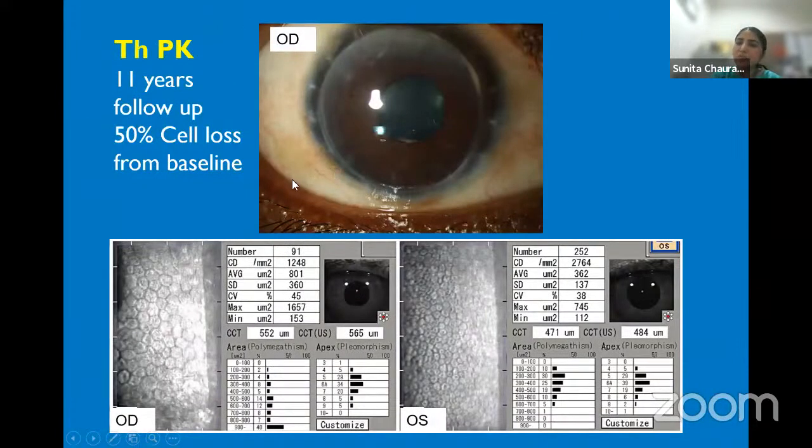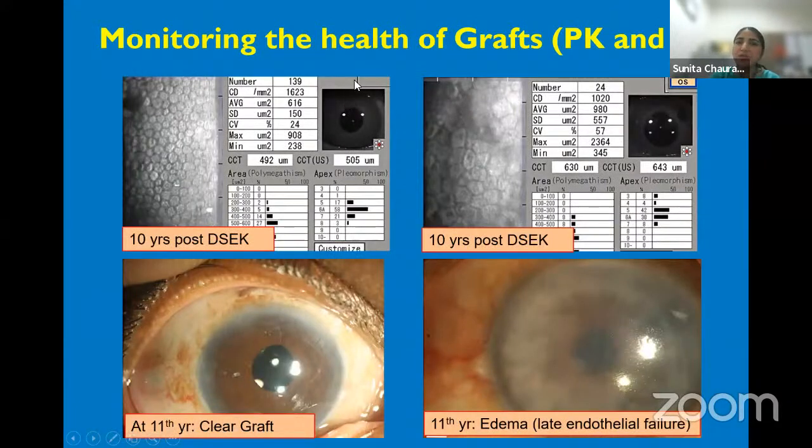Another indication: many of the patients with grafts can develop cataract, and we may have to plan cataract surgery in these eyes. To know how suitable the eye is to undergo and tolerate the cataract surgery, one would want to do a specular microscopy in these eyes. Monitoring the health of the graft status, both PK and EK, requires serial specular microscopy.